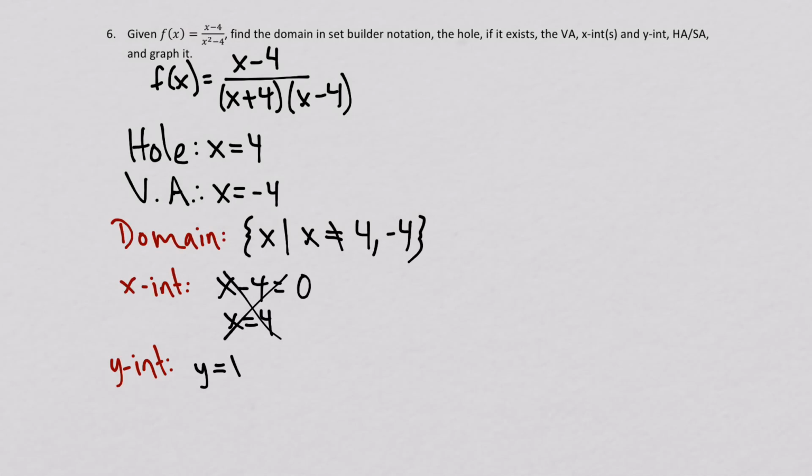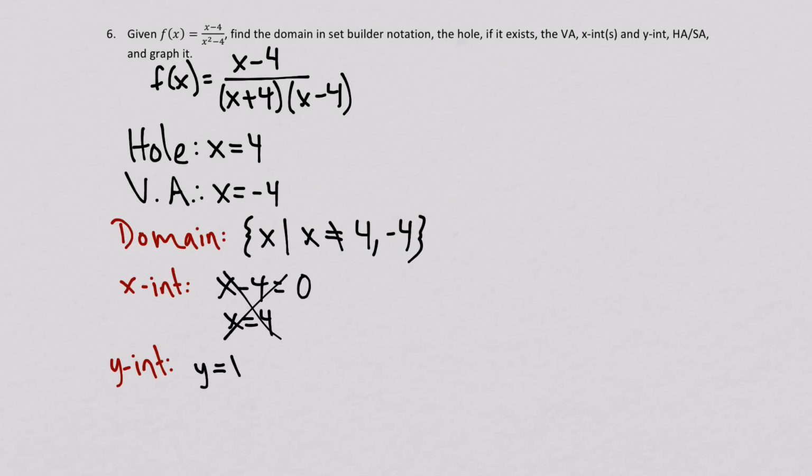That's your y-intercept. Let me repeat that again. Plug in 0 for x right here and right here. You're going to get 0 minus 4 over 0 minus 4, which is -4 over -4, which is +1. Okay. Horizontal asymptotes. Remember the rules.